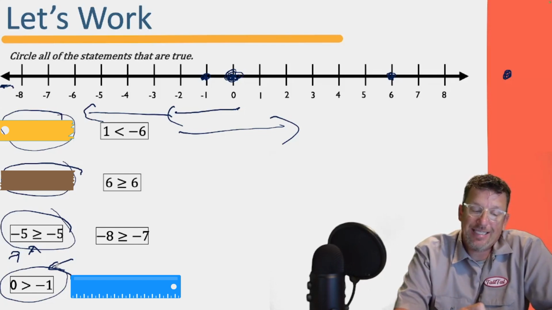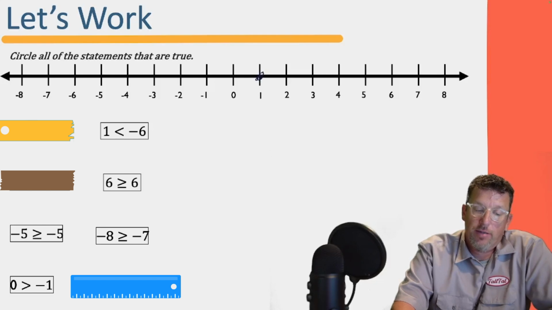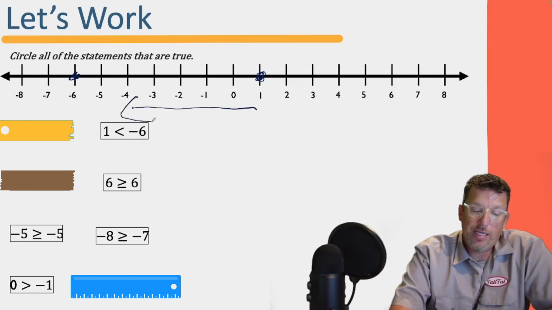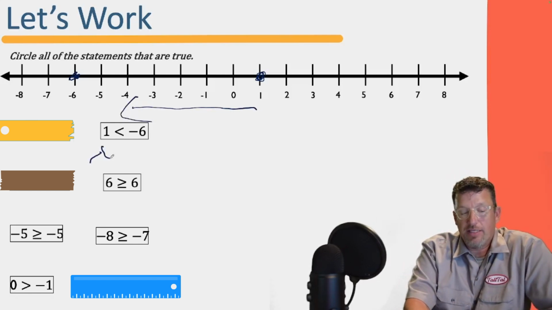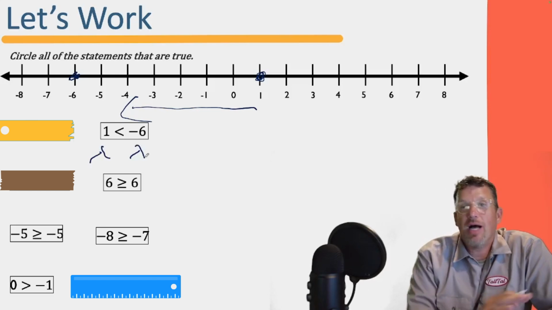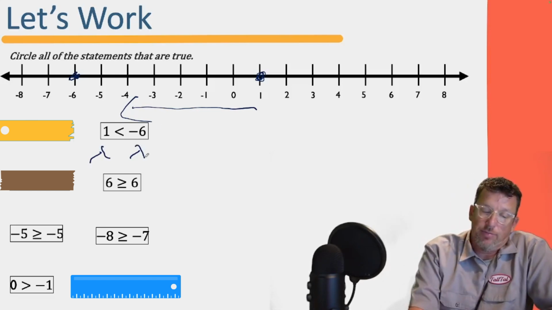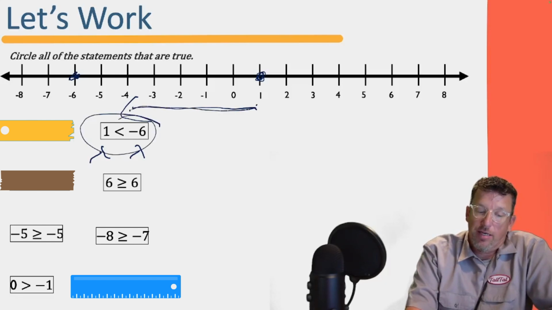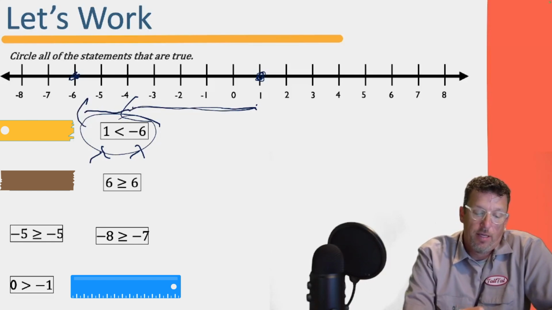1 is less than negative 6. Well, here's 1, and here's negative 6. This way is less. The giveaway on this one's pretty simple. 1 is a positive number, negative 6 is a negative number. All positive numbers are bigger than negative numbers. So this one is not true. But also, if you look at the number line, negative 6 is farther to the left, so it is not true. And then we go to the next one.